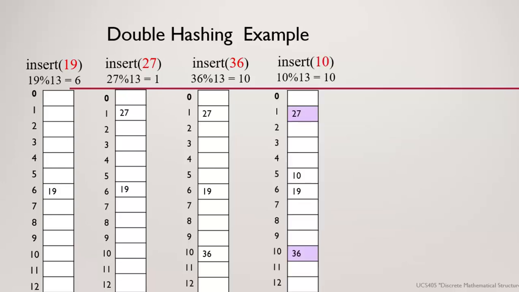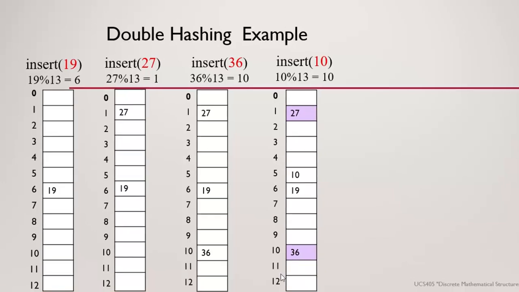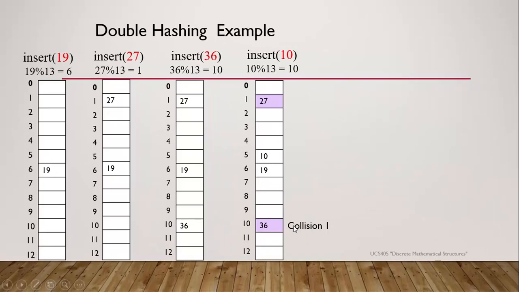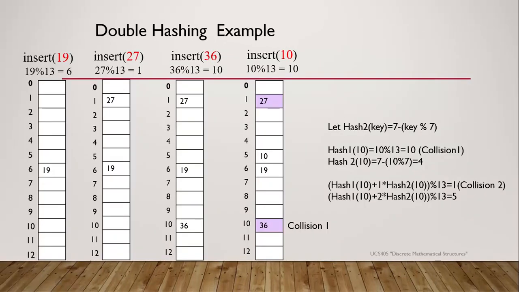Now if we want to insert 10, 10 mod 13 is 10. There is a collision because 36 is stored at index 10. So we will try the second hash function. The value of the second hash function will use 7, because we have chosen a prime number which is less than the table size, that is 7. So 7 minus (10 mod 7), which is 4. So hash2 of 10 is 4.